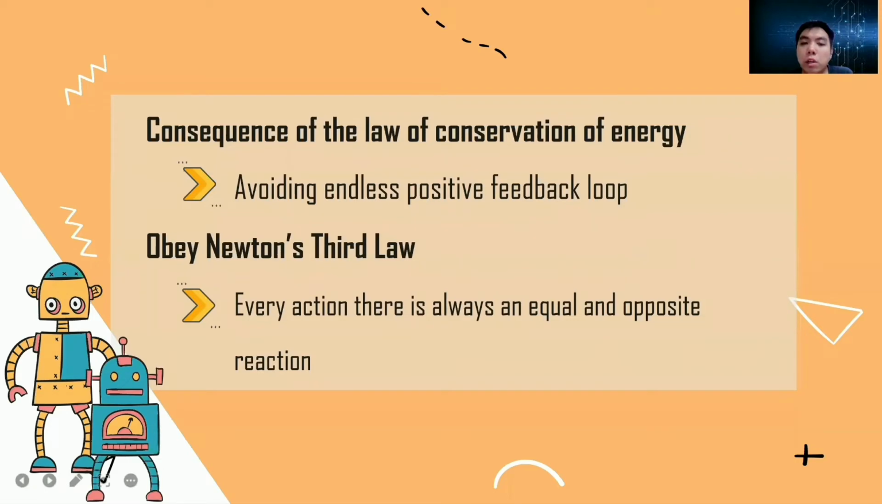Lenz's law is a consequence of the law of conservation of energy. For example, imagine if the induced magnetic field had the same direction as the original magnetic field. The magnetic fields would combine and form a larger magnetic field, and this larger magnetic field would induce another magnetic field, creating an endless positive feedback loop and breaking the conservation of energy.